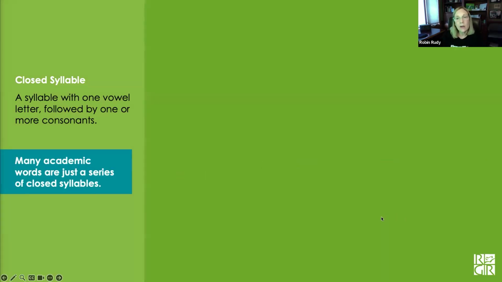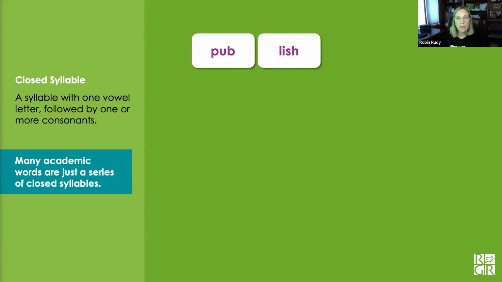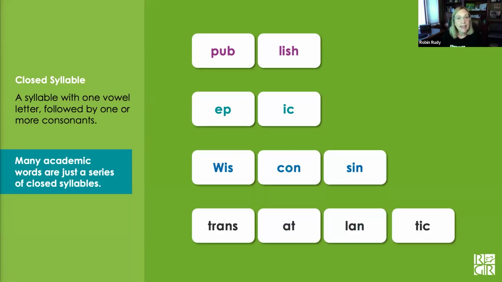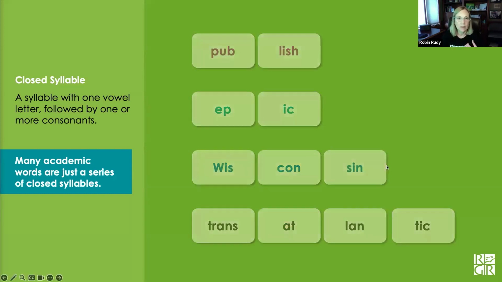So gaining automaticity with closed syllables is important because most academic words are just a series of closed syllables. Let's look at some examples. Publish, publish. Epic, epic. Wisconsin, transatlantic. They're all just a series of closed syllables.